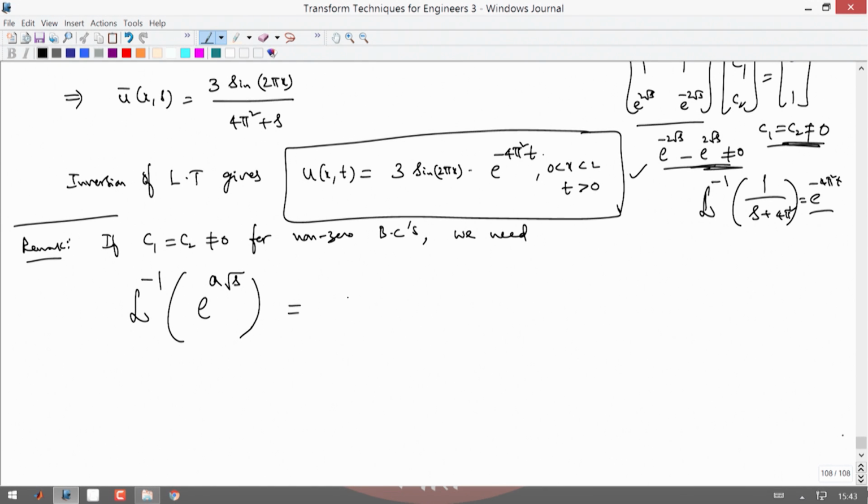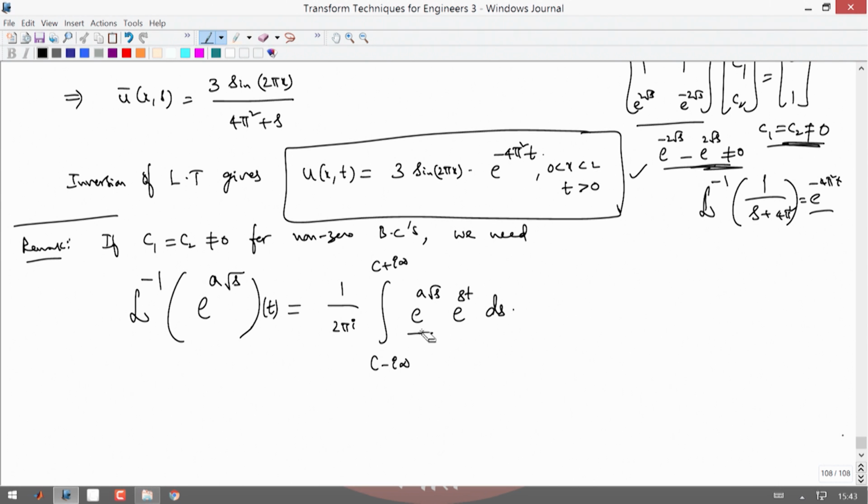We use the direct technique. How do we find this? It is 1 by 2 pi i times the integral from c minus i infinity to c plus i infinity of e power a root s times e power st ds. If you do this, you will get back a function of t. So, what is this one?